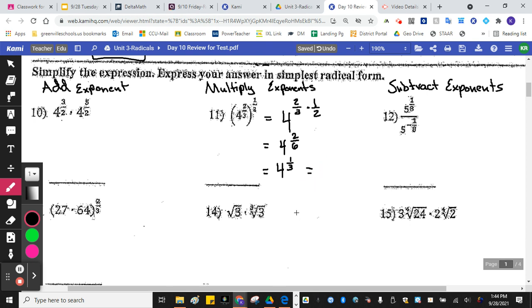And then on the test and on this review, leave your answer in radical form. So 1 over 3 is the cubed root of 4. To the first power, but you don't have to write first power. When you're subtracting exponents, like on 12, would you subtract 1 over 8 minus negative? What would it be? So 1/8 minus negative 1/8. So it goes from the numerator. Yes, top minus bottom.